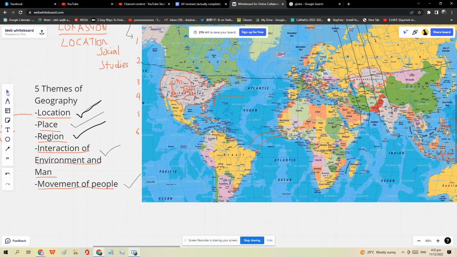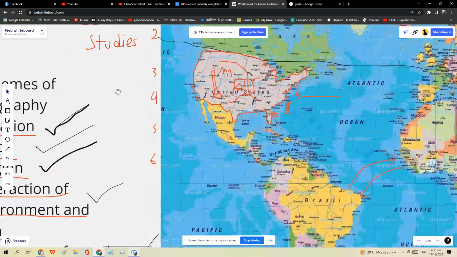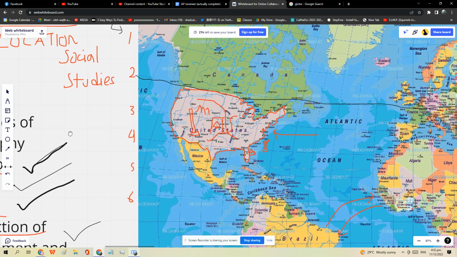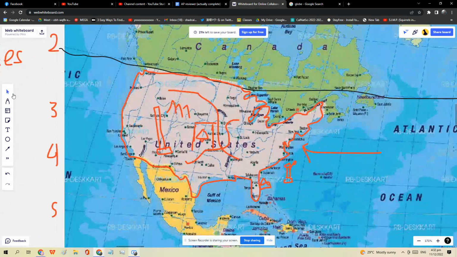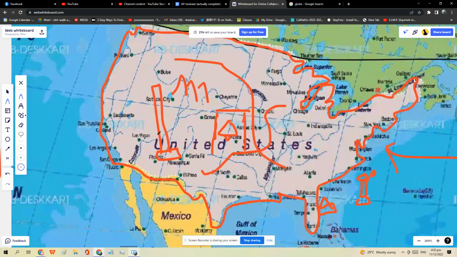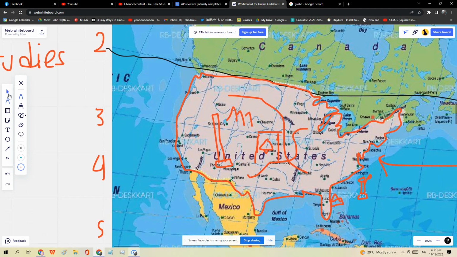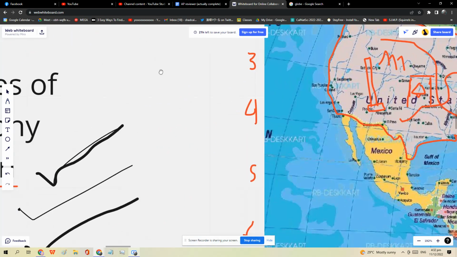Place is basically landmarks, geographic features that are exclusive to your country. Let's say, for example, within America, exclusive to you is the Oregon Trail, or the Mississippi River, or the Statue of Liberty, Disneyland. Yeah, that's place.